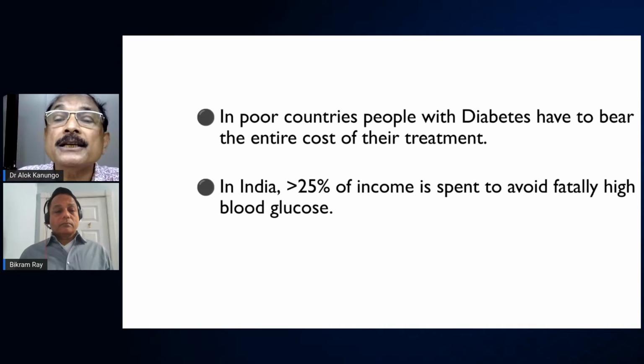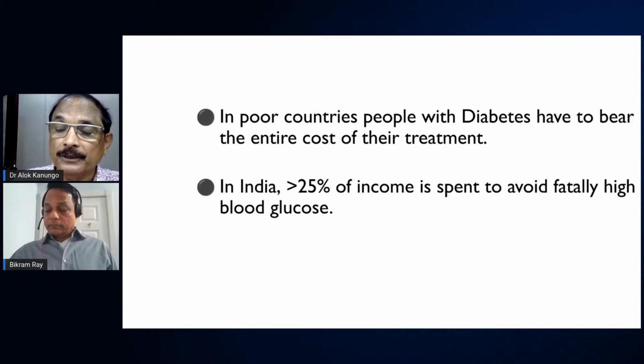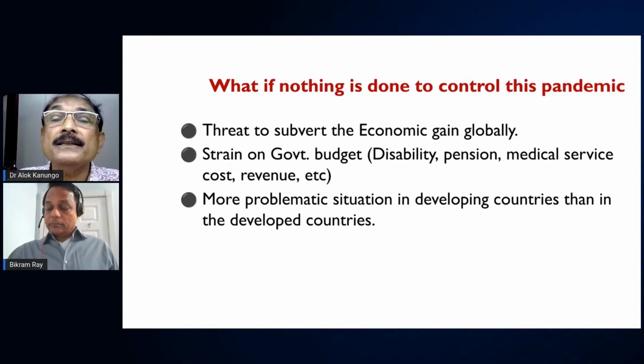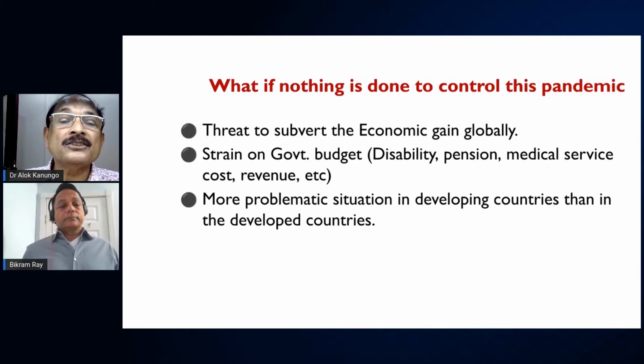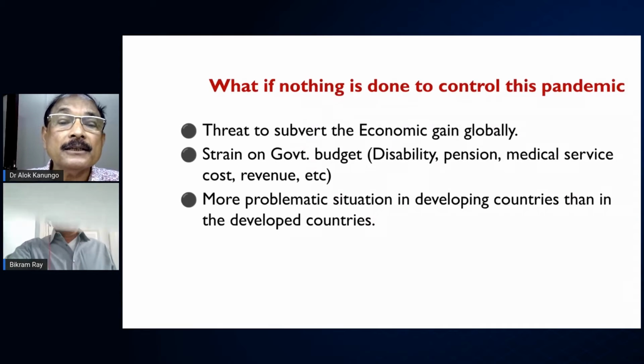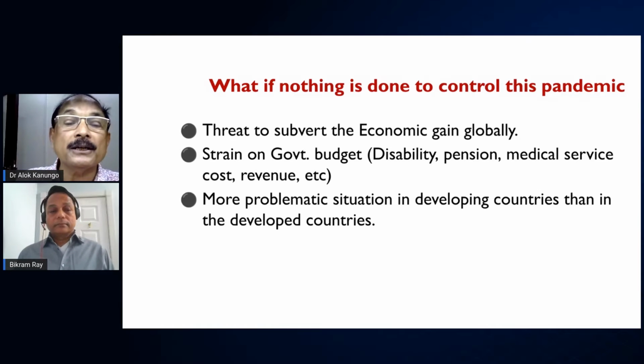In poor countries, people with diabetes have to bear the entire cost of their treatment. In India, more than 25% of income is spent to avoid fatally high blood glucose levels. That is the pinch we are feeling. And what if nothing is done to control this pandemic? It threatens to subvert economic gain globally, with stress on government budgets like disability, pension, medical service costs, and revenue. It is a more problematic situation in developing countries than in developed countries.